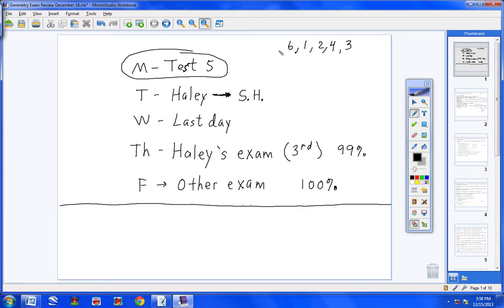If you'll look up here, last week on Monday, we covered chapter 6. On Tuesday, we did chapter 1 test. On Wednesday, we did chapter 2 test. On Thursday, we did chapter 4 test. And on Friday, we did chapter 3 test, okay? And then today, we're going to do chapter 5 test. So that takes care of today.